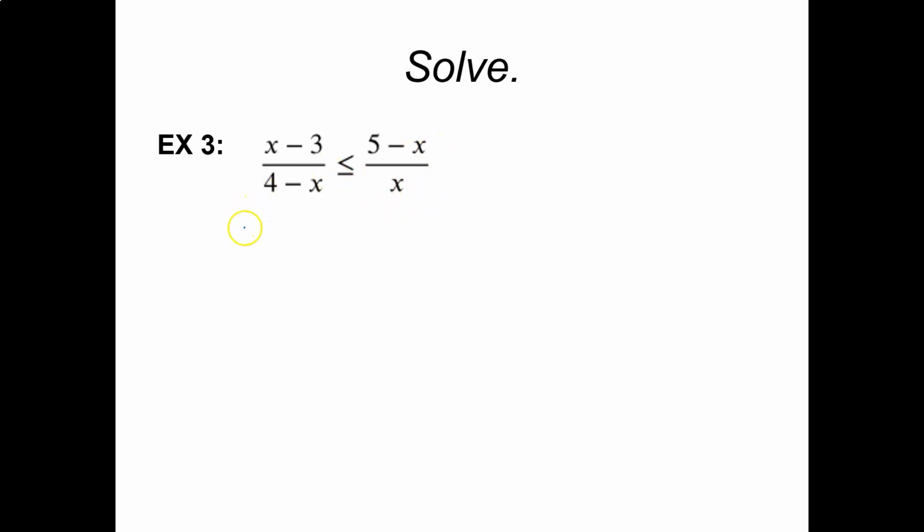So we're going to move everything to one side: x minus 3 over 4 minus x, minus 5 minus x over x, should be less than or equal to 0. And so our denominators here, I've got 4 minus x and x.